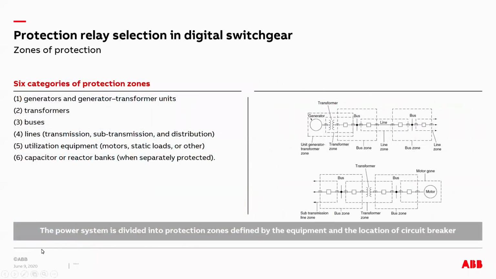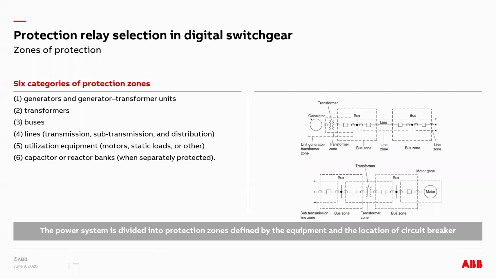Okay, now switching gears a little bit, looking at the protection: how to select protection for a digital application. Going to the fundamentals of protection, the protection relay is selected based on the zone of protection, or the zone that has to be protected. So there are 6 categories of protection zone in a power system.